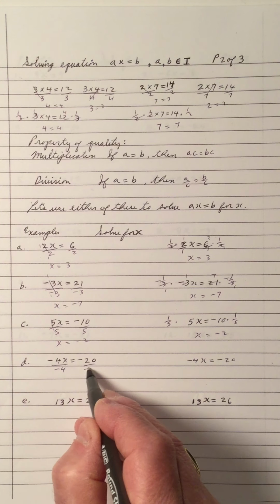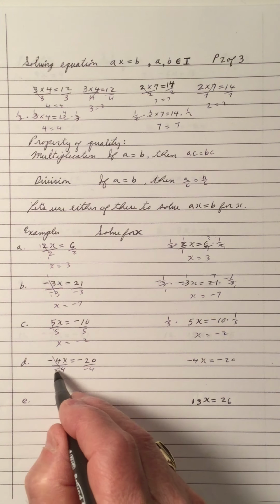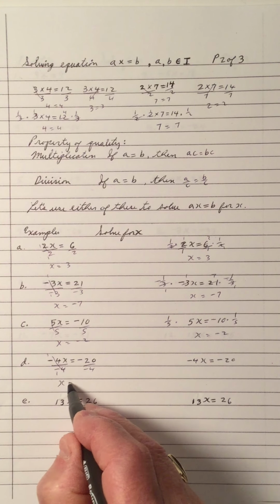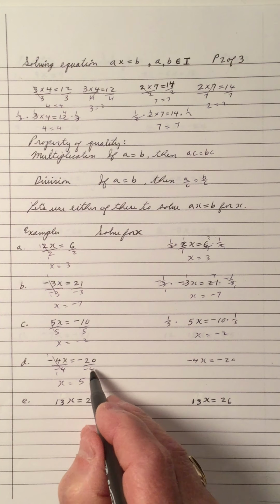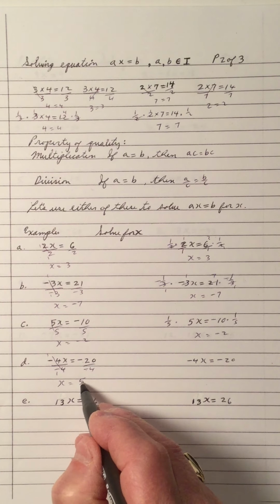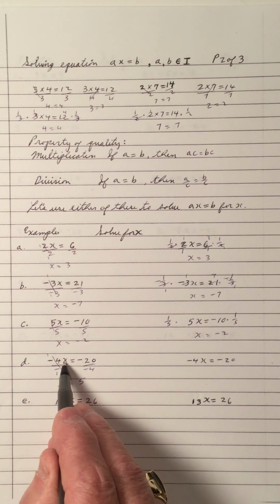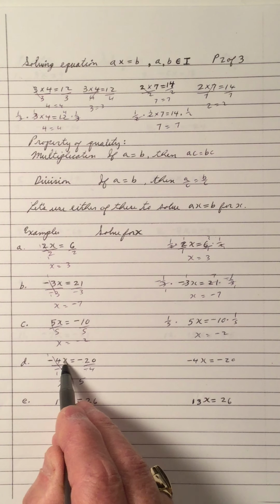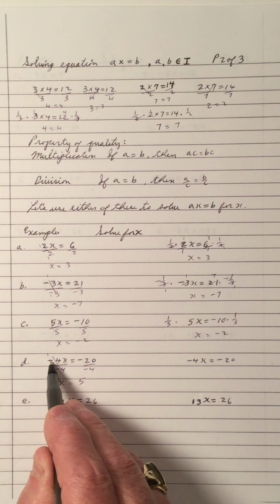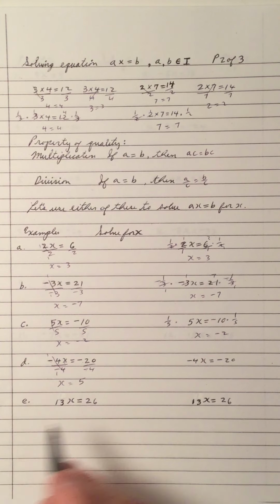So we divide both sides by -4. They cancel out, you get 1's. You get x, and you get a 5. -20 divided by -4 is 5. And again, just a quick check: 4 times what number gives you 20? It's a 5. And the 5 has to be positive, because a negative times a positive is a negative.